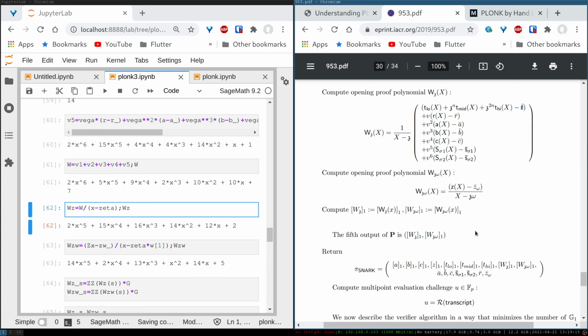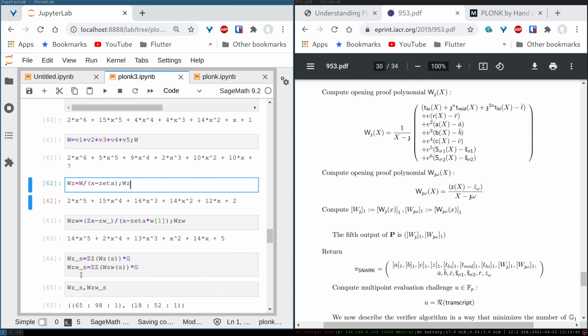Now we have to calculate the opening proof, which is the other polynomial defined like this. So Z(X) minus z, or zw bar, sorry, divided by x minus zeta times w. So that's w of zw. So it's also another polynomial. And the final output is these two polynomials, wz and wzw, evaluated at the secret point.